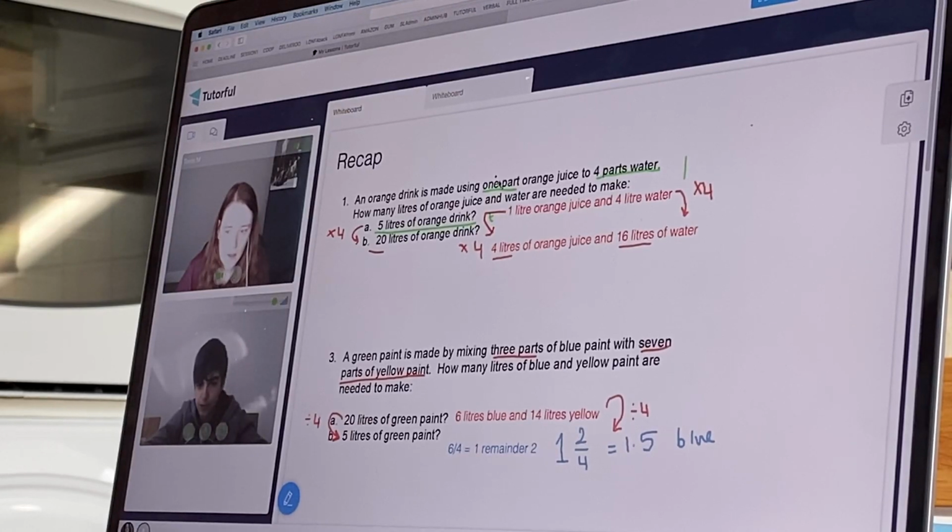And 4, 8, 12. It'll be 3, remainder 2. 3, remainder 2. Same 2 over 4 again, yeah. So 3.5.